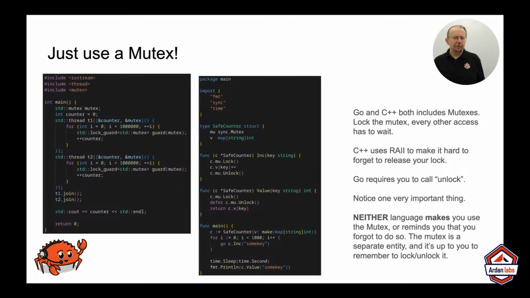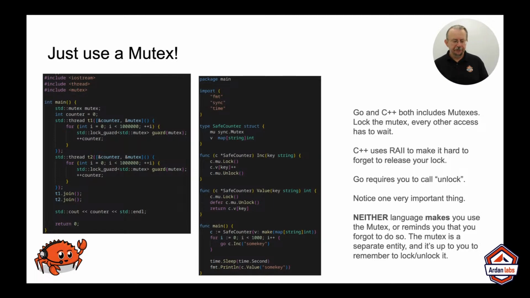I highly recommend Mara Bos's book, Rust Atomics and Locks, if you want to learn about how these work under the hood. So we have a look here in C++, create a std::mutex. Every time we access that counter, we lock the mutex. It's using RAII, so as soon as it falls out of scope, the mutex will unlock itself. Join the threads, print the result. You get the right answer.